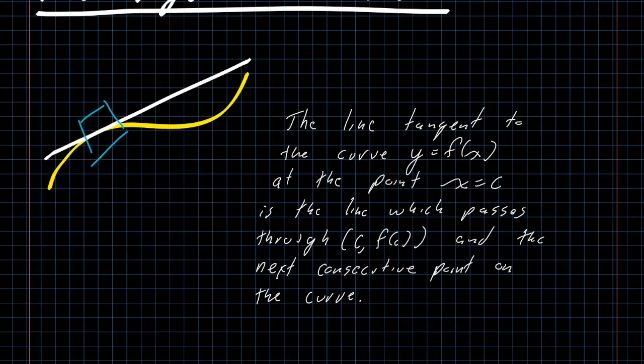The line tangent to the curve y equals f of x at the point where x equals c is a line that passes through the point c, f of c, and the next consecutive point on the curve. So if we have our c, and f of c, then at some point, infinitesimally close, there is another point right there. Let's call the distance between those 2 points along the x direction delta x.